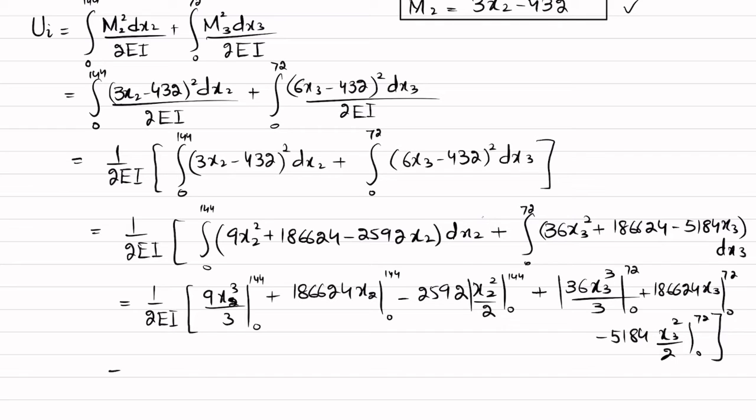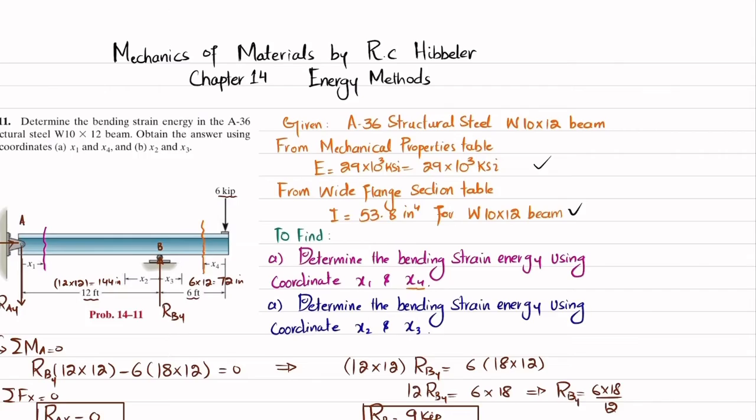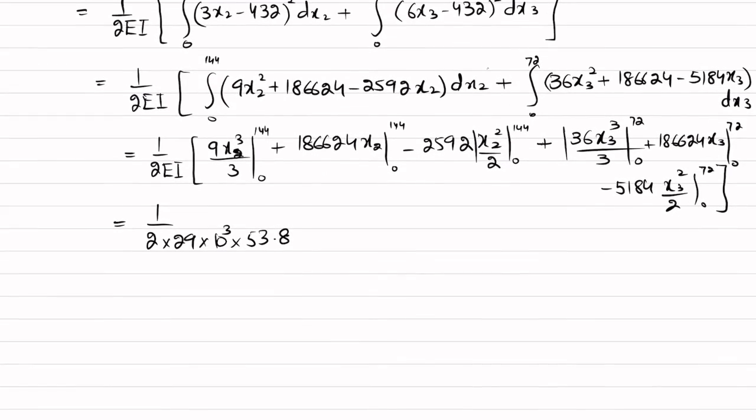Okay, so now you can easily solve it. You can just put the value. So I will put 1 over 2E, where E is 29 into 10 to the power 3 ksi. I is 53.8. You can check it over here. And you can put all other values.